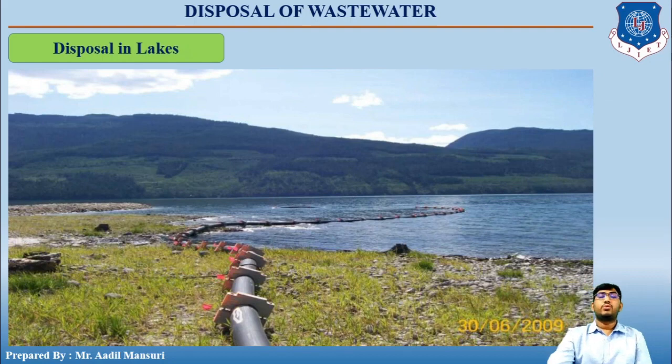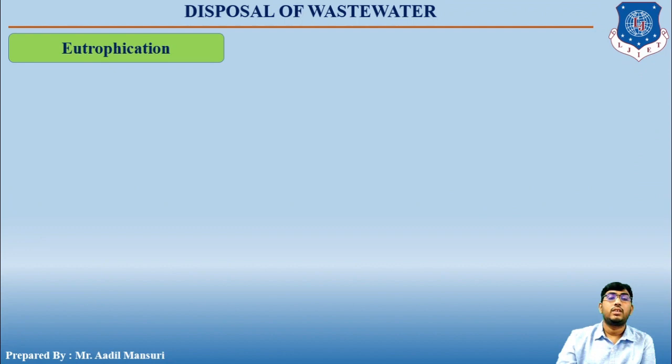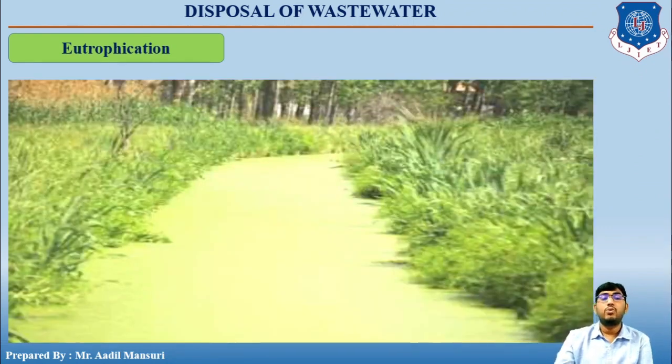Okay, students. So let us now move towards the next topic, that is eutrophication. So you might have seen in different water bodies that the top layer of the water body is covered with algae or any other aquatic plants. Okay, so phosphorus acts as the nutrients for algal growth. An increase in phosphorus content would increase the algal growth. Excessive amount of the phosphorus content would increase the algal growth.